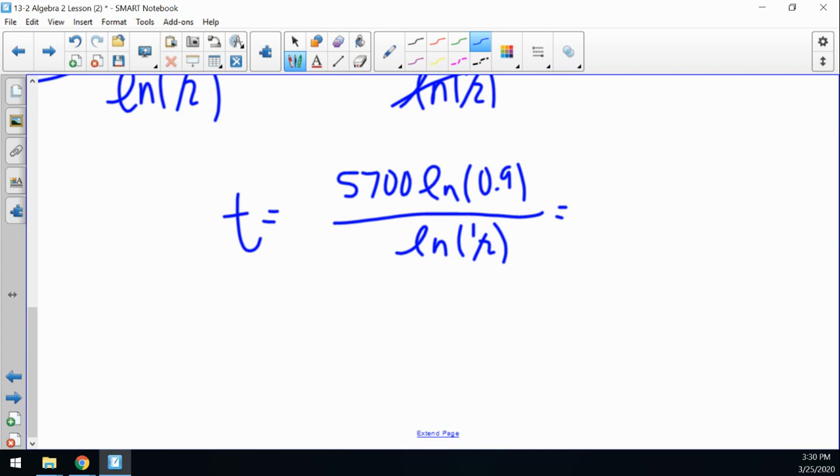I'll just put it in my calculator: 5,700 times ln of 0.9 divided by ln of 1/2, which is 0.5. And I get approximately 866 years old. So if 10% of the original number of carbon atoms is gone from the nuclei, then the object, or whatever it is, is 866 years old at that point.